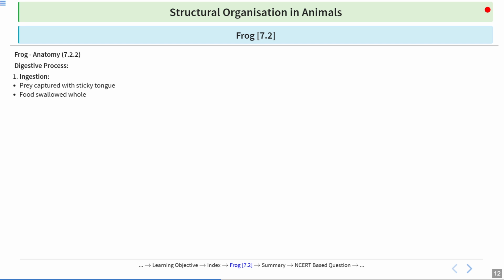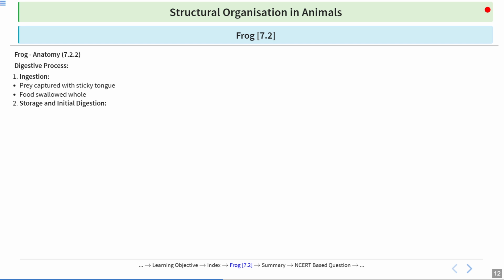Why? Because the teeth of the frog are not adapted for that, right? They are only adapted for holding the food, and its food is what? Insects, mostly insects. So they swallow the insects whole, and for swallowing, which organ is helping? Pharynx.